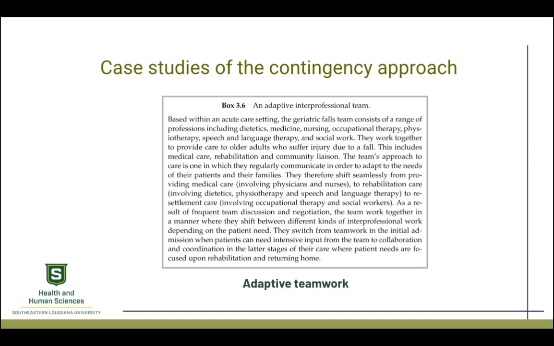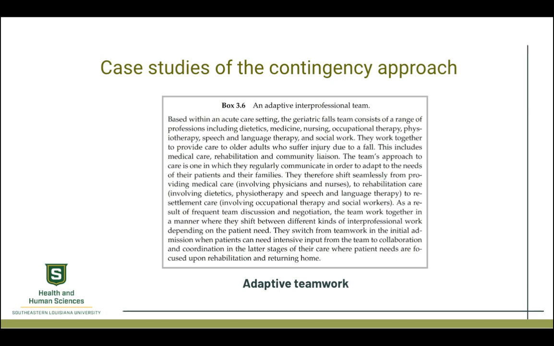So this is an example of adaptive teamwork in this case study. This is an acute care setting, and is a geriatric team, and it has numerous specialists that are working on it. You have a dietitian, you have nursing, occupational therapist and so on, and they are all working together to care for older adults who suffer injury due to a fall.